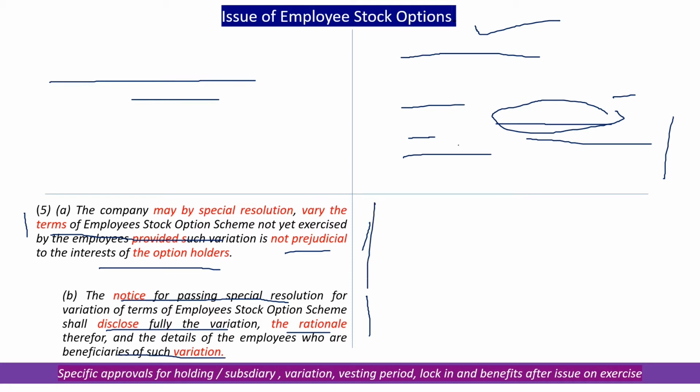It should disclose the full variations and why we are varying the terms and who are the beneficiaries of such variation. Means to issue the employee stock, you have to pass a special resolution, and even to vary the terms before an employee exercises his right, and the variation should not result in prejudice to the employee. Once again, it has to be passed by a special resolution, and that resolution should once again disclose what is the rationale behind the variation.